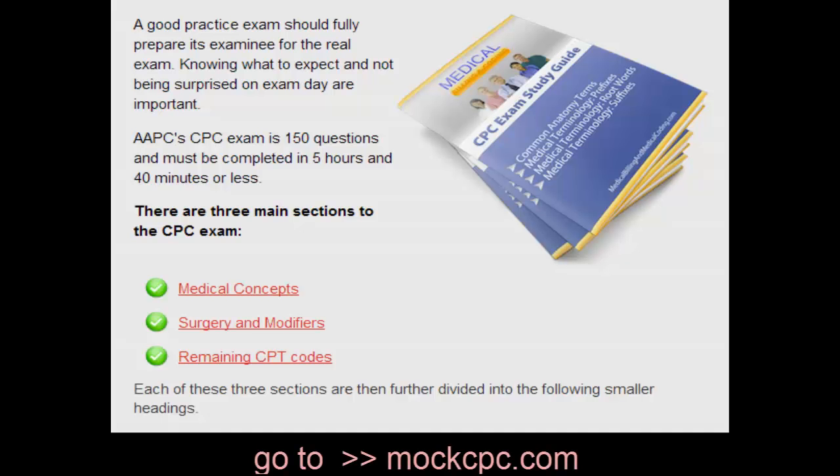A good practice exam should fully prepare its examinee for the real exam. Knowing what to expect and not being surprised on exam day are important. AAPC's CPC exam is 150 questions and must be completed in 5 hours and 40 minutes or less. There are 3 main sections to the CPC exam: medical concepts, surgery and modifiers, remaining CPT codes.